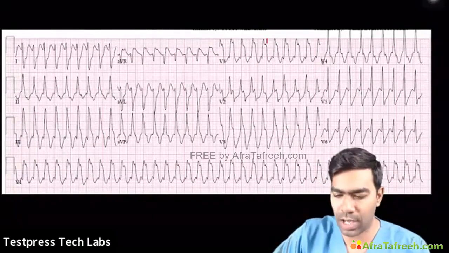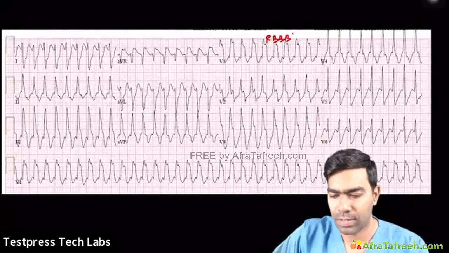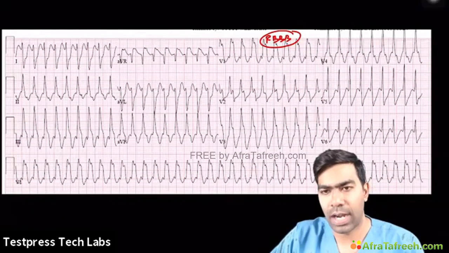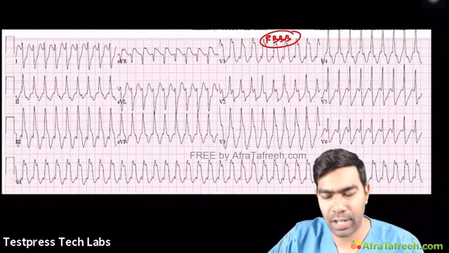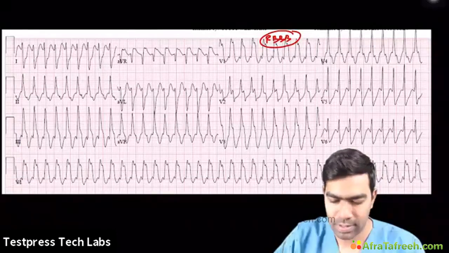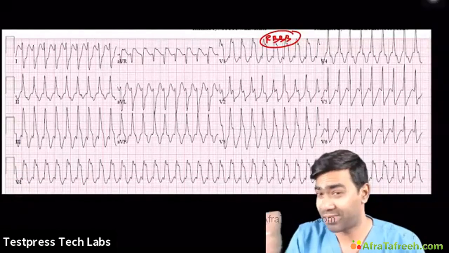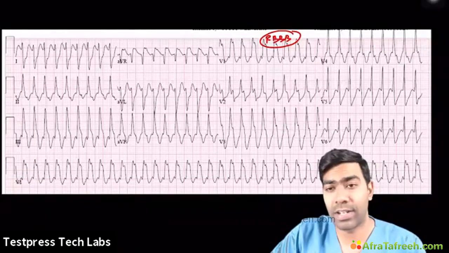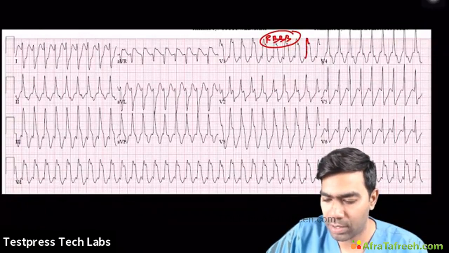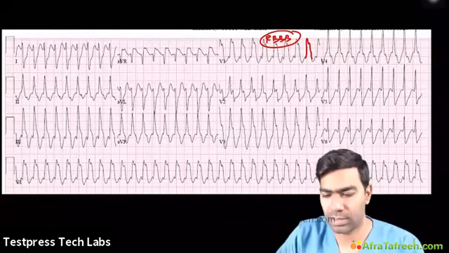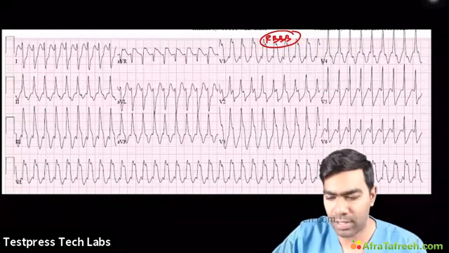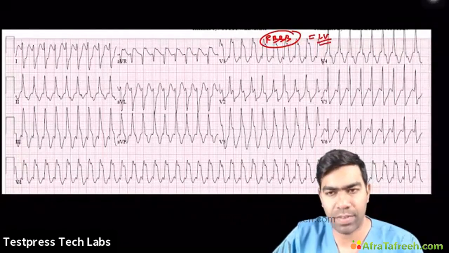What are you seeing? You're seeing an RBB pattern or LBB pattern. You're seeing an RBB pattern, of course. And in this, one characteristic finding of VT is there. What is that characteristic finding? Can't you see the taller left rabbit ear here? So that is a sign of a VT, isn't it? So it must be a VT. So it's originating from the left ventricle, of course.